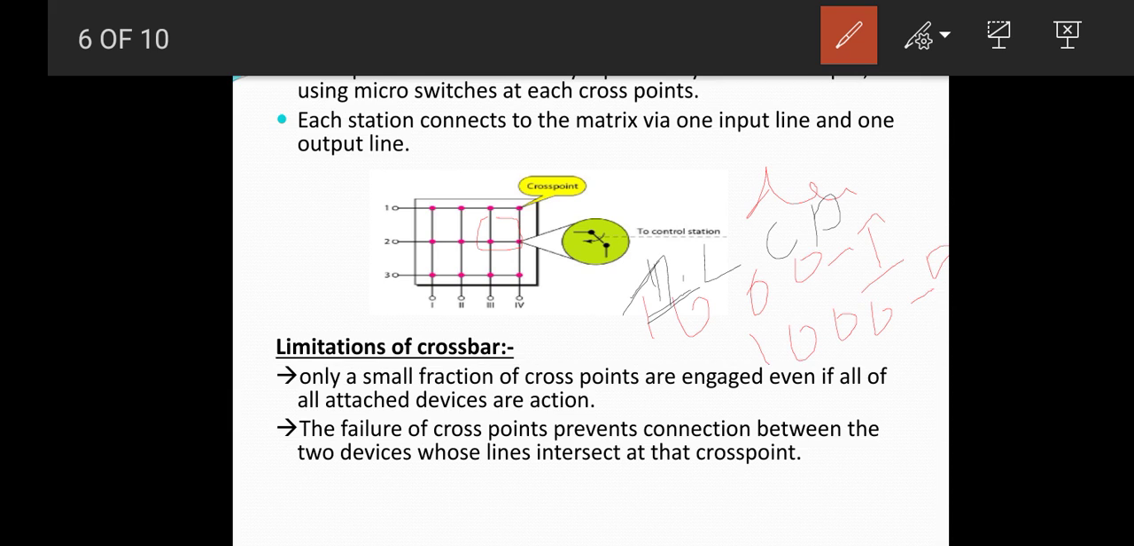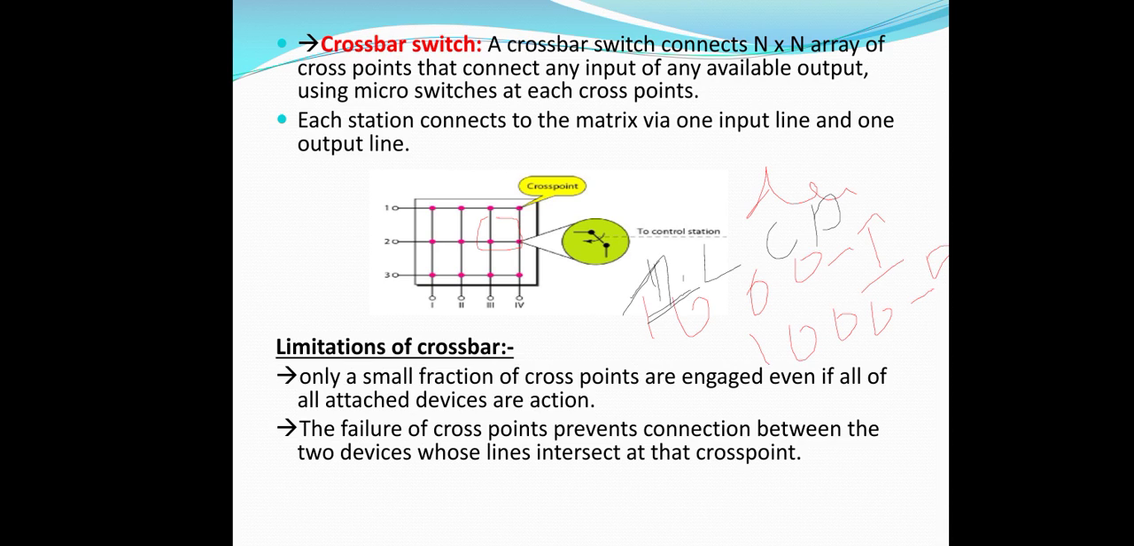The cross points are insufficiently utilized because statistics show that in practice less than 25% of cross points are used. Only a small fraction of cross points are engaged, even if all the attached devices are active.